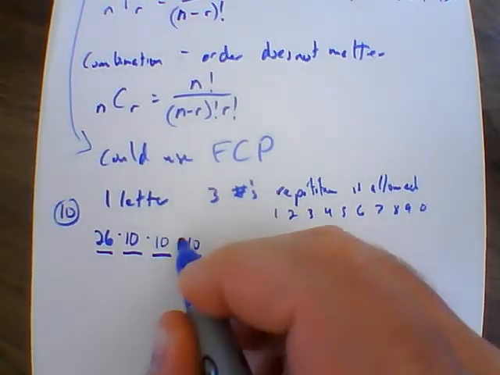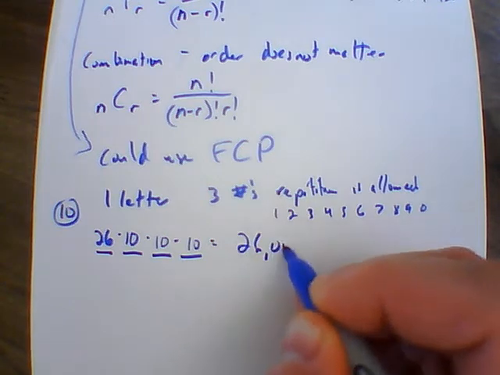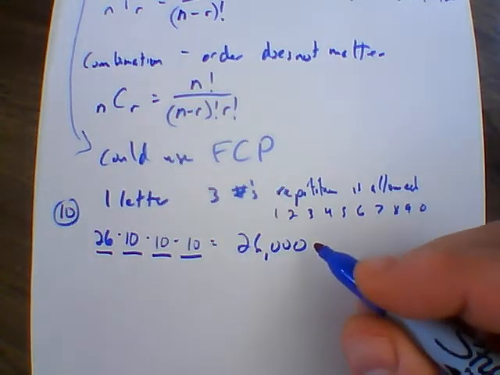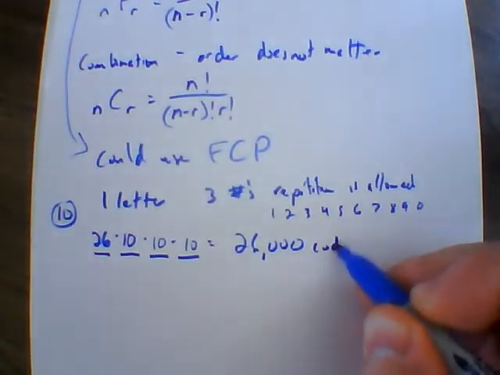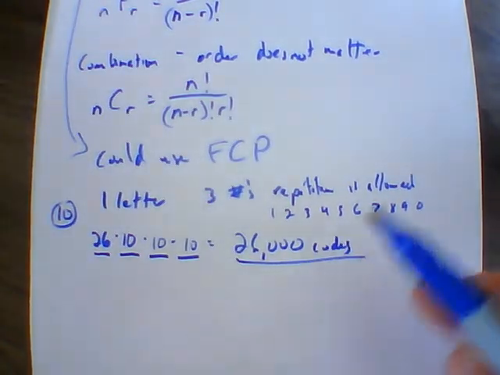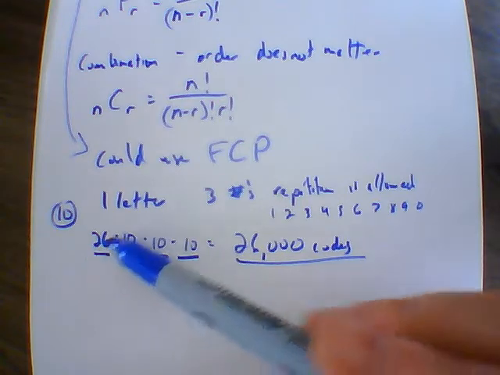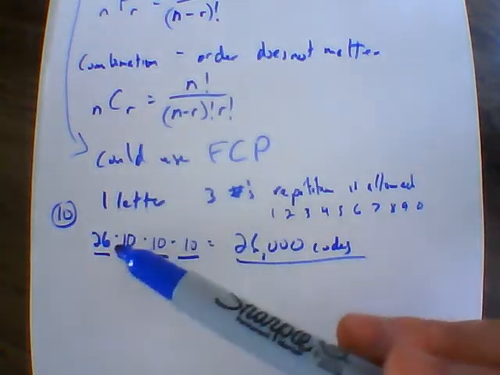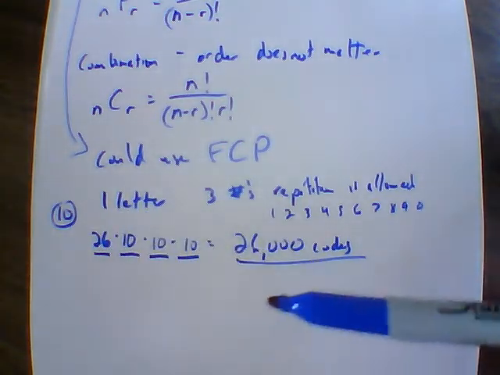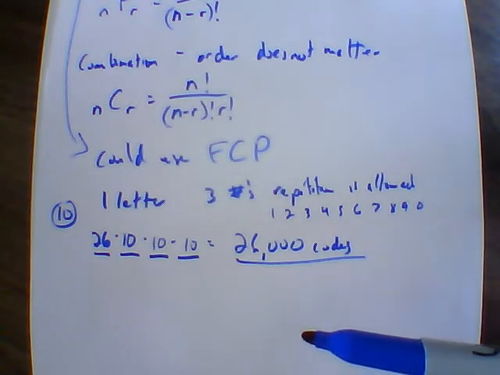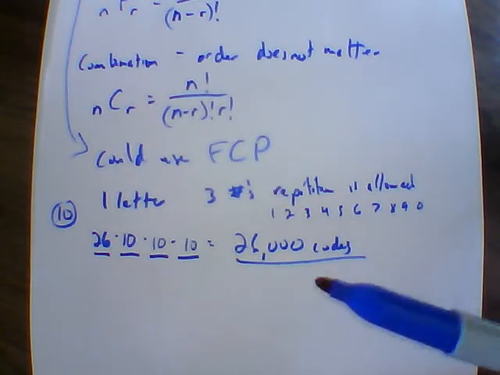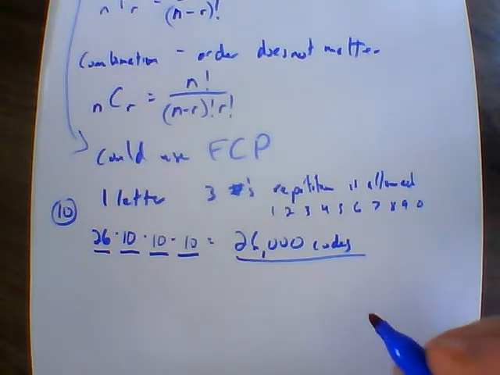So when we multiply all these together, we see that we have 26,000 different codes. That means if we had a combination safe or an entry lock where there was 1 letter and then 3 numbers, you would have 26,000 different codes that were possible. So very hard to kind of get into.